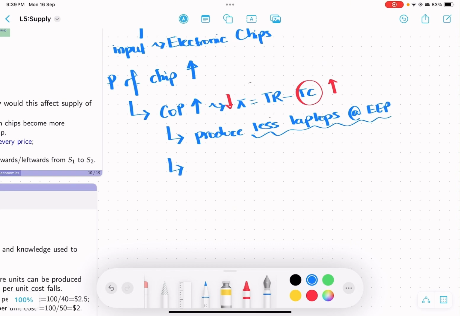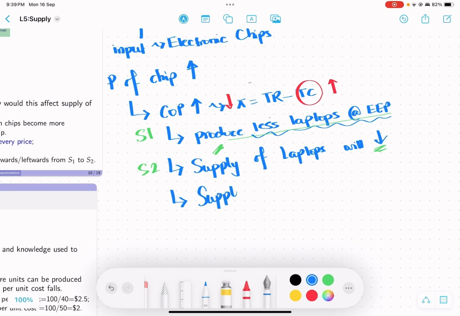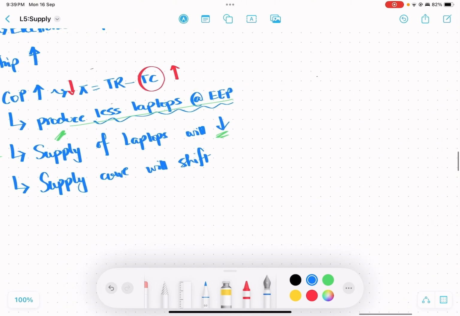So essentially, the supply of laptops will fall. Saying supply is going to fall is the same as saying they're going to produce less at each and every price. That is why this is step 1, this is step 2, and then finally, we discuss the curve. In this case, the supply curve will shift. Now, let's get some clarity on how it will shift.